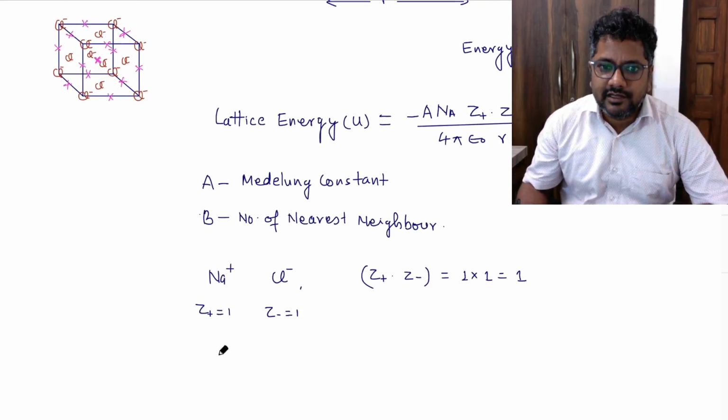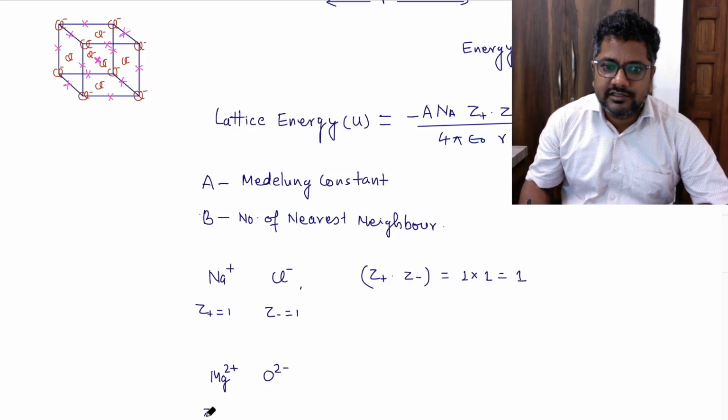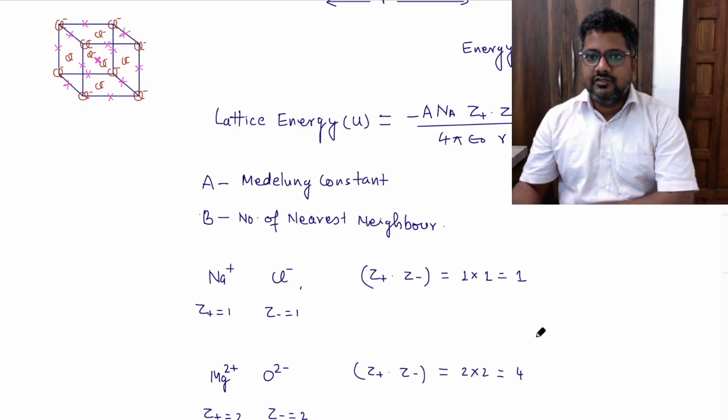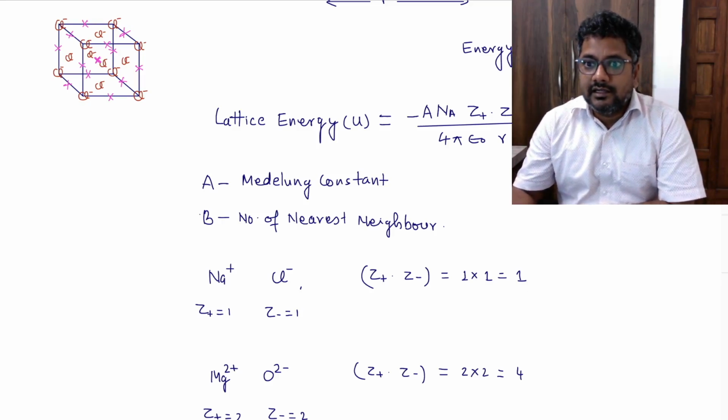Similarly, if you take magnesium oxide, Mg2 plus and O2 minus, here Z plus is equal to 2 and Z minus is equal to 2. So Z plus into Z minus is equal to 2 into 2, which is 4. And the rest you can take as constant.